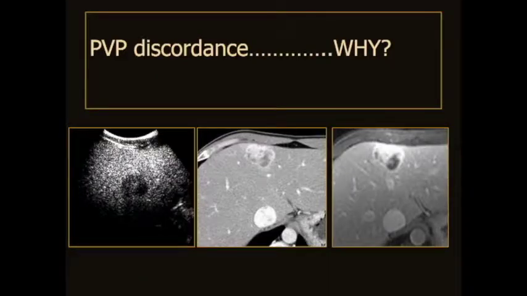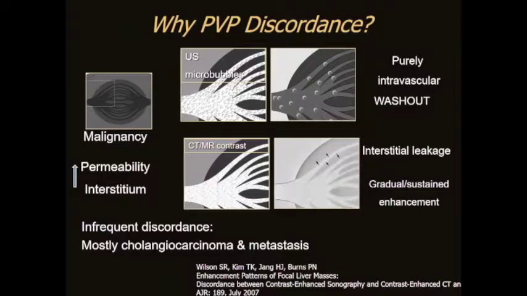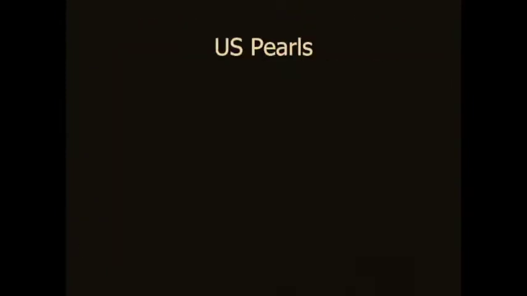And so why do we have this discordance with ultrasound showing washout and CT and MR showing increased enhancement amount and intensity? So this is related to the purely intravascular bubbles on CEUS shown at the top, and related to interstitial leakage showing pseudo-enhancement on CT and MR scan. So I'll just skip that.